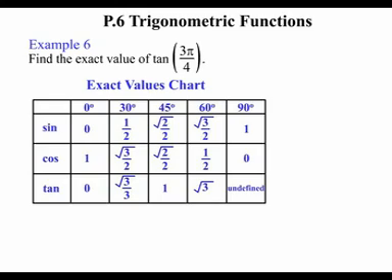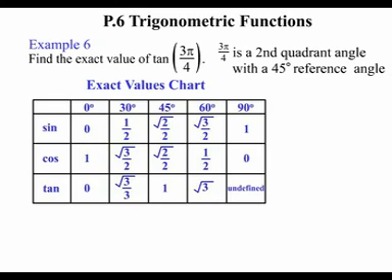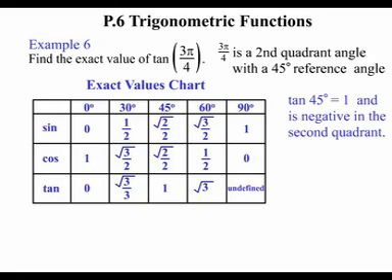So how do I use this? Well, we know that 3 pi over 4 is a second quadrant angle with a 45-degree reference angle. So what you want to do is you want to find the tan of 45. The tan of 45 is equal to 1. And we're in the second quadrant. Tan is negative in the second quadrant. So my answer here is just going to be negative 1.